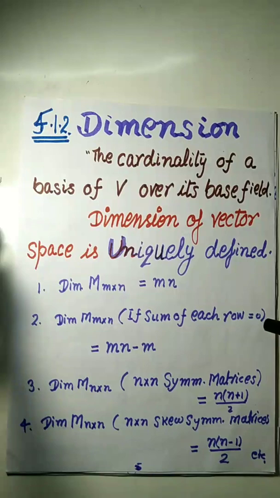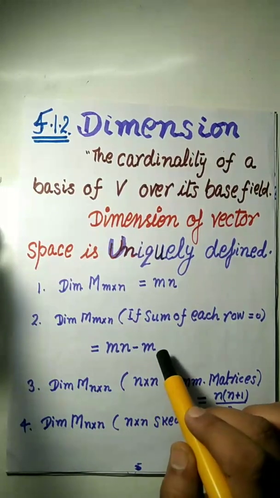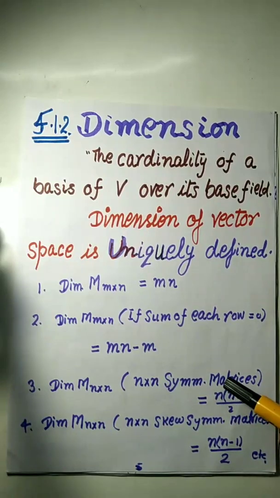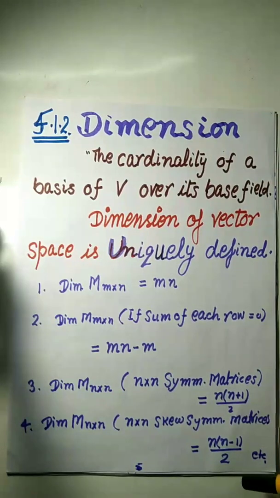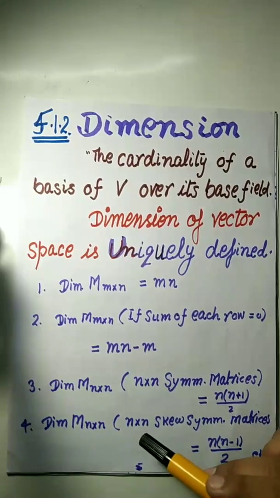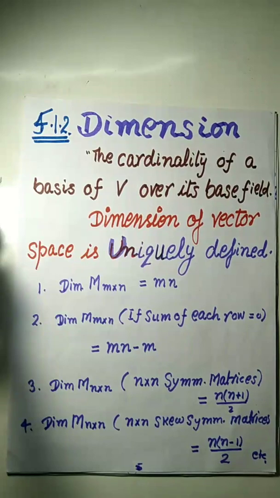Dimension of matrices of order m into n, if sum of each row will be 0, the dimension of this matrix space m by n will be mn minus m. Similarly, for symmetric matrices of order n by n, dimension will be n(n+1)/2. Also for skew symmetric matrices of order n by n, dimension will be n(n-1)/2. These are few dimensions of some matrices we have considered here.